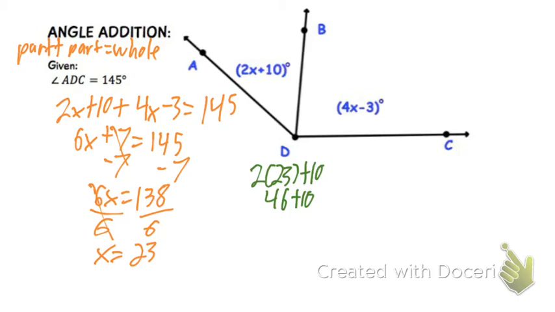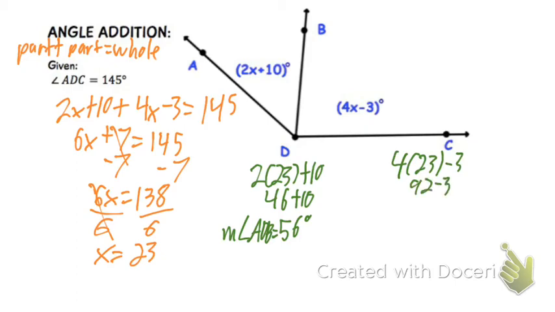And so it ends up being 56 total. So our measure of angle ADB is 56 degrees. We could go through and find the measure of angle BDC. We'd have 4 times x, so 4 times 23 minus 3. That would be 92. Very good, Dayton. 92 minus 3 is 89 degrees.